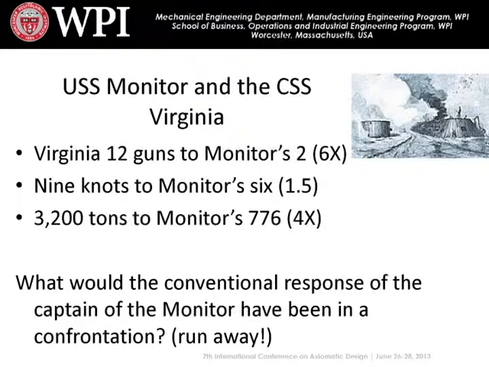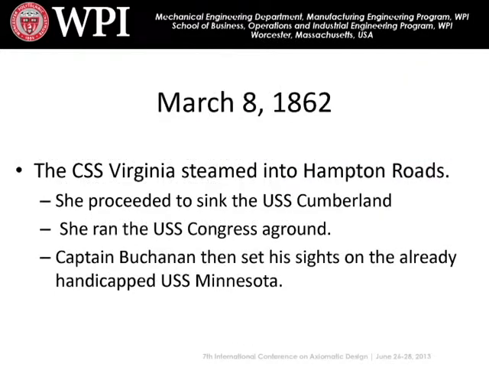And so if we're looking at these two vessels, we've got 6 times as many guns in the Virginia. It's 50% faster. It's 4 times as big. We know the Virginia's going to win, right? And I would advocate maybe we want to run away. So the Virginia comes into Hampton Roads. There's a body of water that's south of Baltimore, I guess, in there, and starts to wreak havoc.